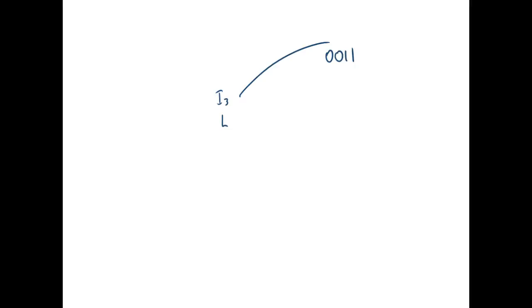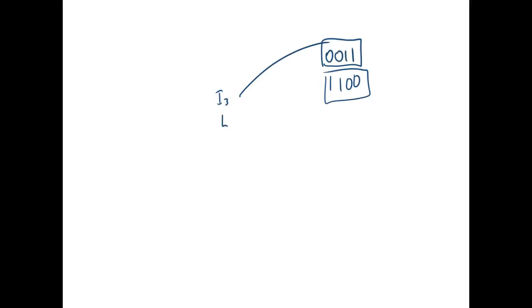But this thing has low active outputs. So that means this guy's going to output this for a 3. Yeah, because it's the opposite. It's a low active output. They're true when they're low. This is a high active output. This would be a low active output.